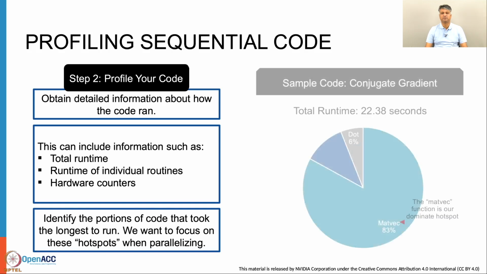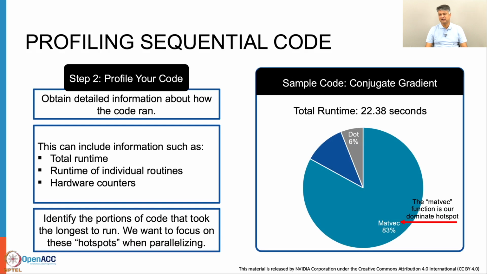So we really need to focus on the large sections of code which A, can be parallelized and are the most time consuming bits. So here's a sample analysis of a code which ran the conjugate gradient algorithm. The total runtime was about 22.38 seconds, and here you can see that the matvec function is taking about 83% of the time, and some other function called dot is taking about 6% of the time. The rest of the time is taken by other minor functions.